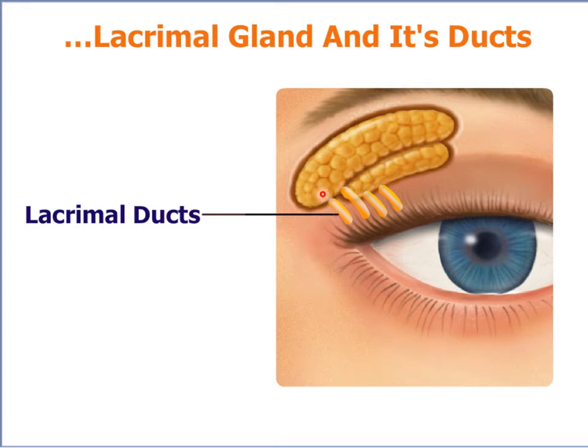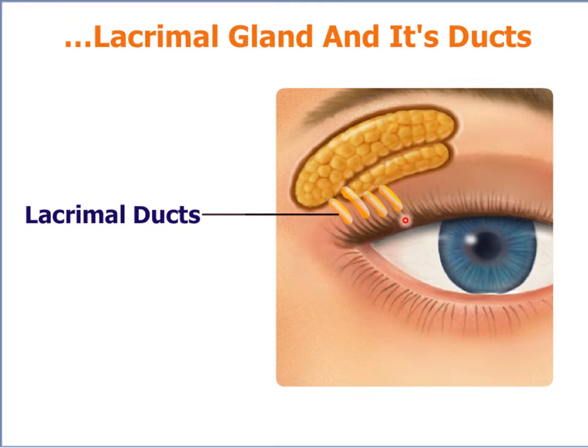The orbital part has 4 to 5 ducts, and the palpebral part has about 8 ducts. So totally there are about 12 ducts of the lacrimal gland. The ducts of the orbital part pass through the palpebral part, and all the ducts end in the superior conjunctival fornix. So the orbital part is drained by the ducts which are passing through the palpebral part.